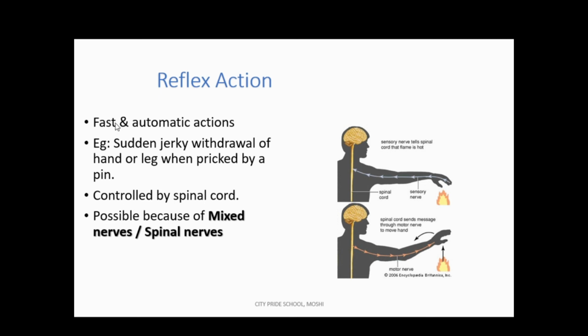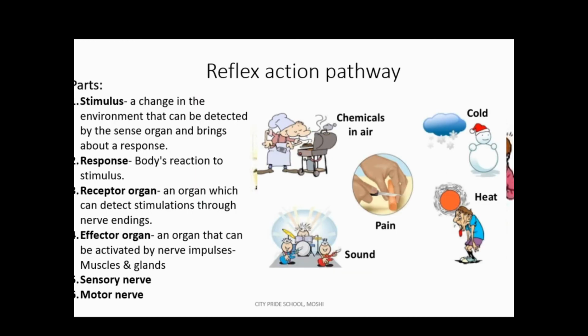So reflex actions are fast and automatic actions. Examples of reflex actions are the sudden jerky withdrawal of hand or leg when pricked by a pin. And as we have already seen, these are controlled by the spinal cord. Reflex actions follow a certain pathway called the reflex pathway, and the reflex pathway has certain components or parts which we are going to learn about next.